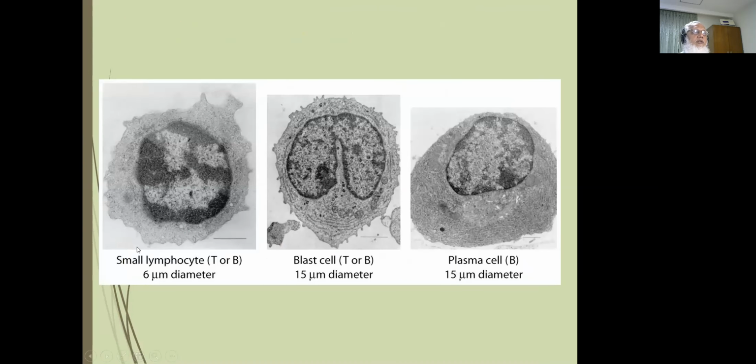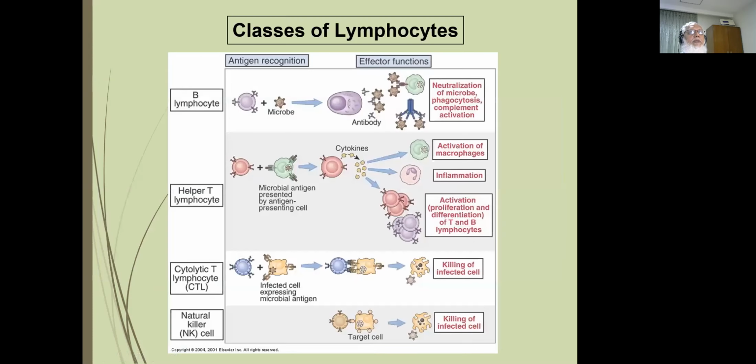A small lymphocyte is only 6 micron in diameter. When it converts into a blast cell, this is 15 micron in diameter, and a plasma cell is also 15 micron in diameter. You can see at a glance the classes of lymphocytes. B lymphocytes, when they recognize antigen, become plasma cells and secrete antibody. These antibodies are disease-fighting proteins, and we discussed them in the antibody lecture. After binding with the specific antigen, there is neutralization, phagocytosis, complement activation, agglutination, many things.